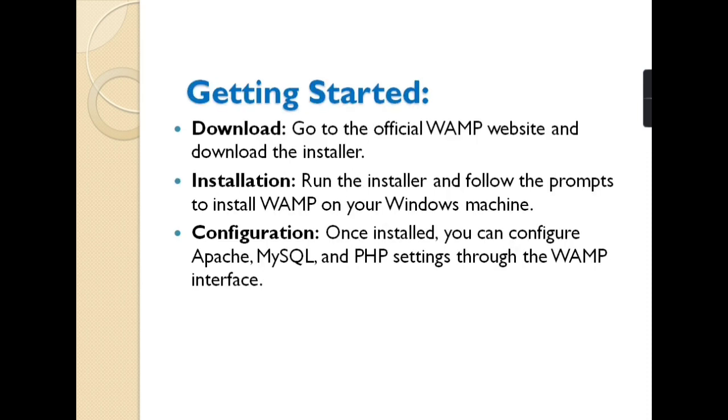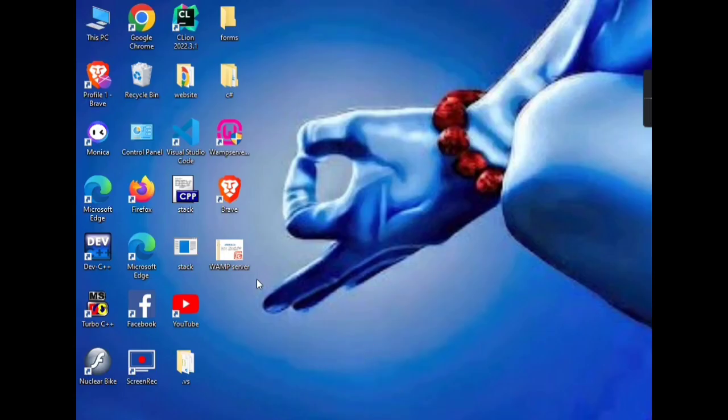So after you have known this, you can get started with WAMP server. Firstly, you have to download the WAMP server by going to the official website of WAMP and install the WAMP server installer on your Windows machine. So first of all, open any web browser. I am using Brave. You can open the Chrome web browser also.